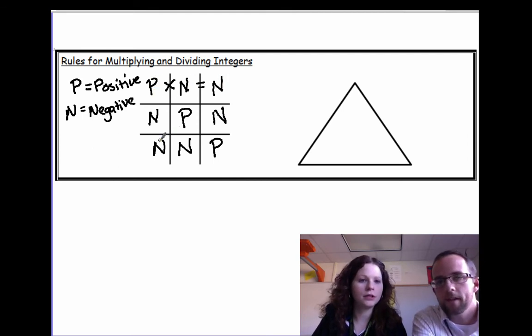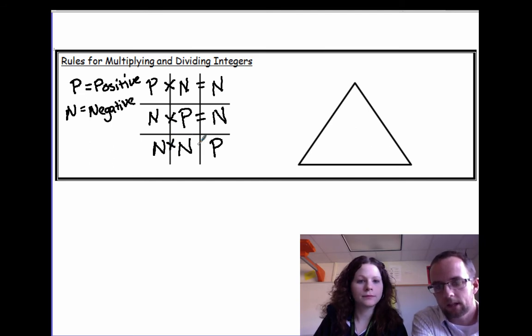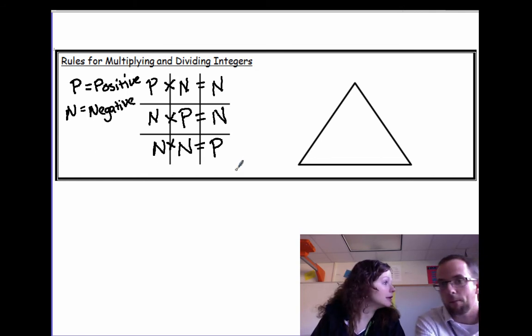And then if you multiply a negative times a positive across the middle, it equals a negative. A negative times a positive equals a negative. And then, of course, down the bottom, a negative times a negative equals a positive. Oh, so a negative times a negative is a positive. Yeah, can you believe it? That's magical. I know. That's craziness.